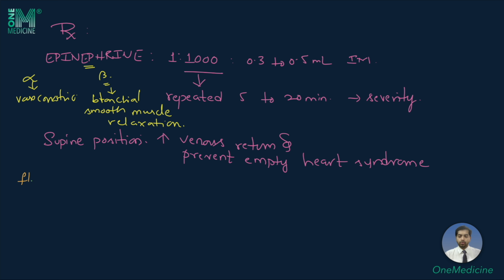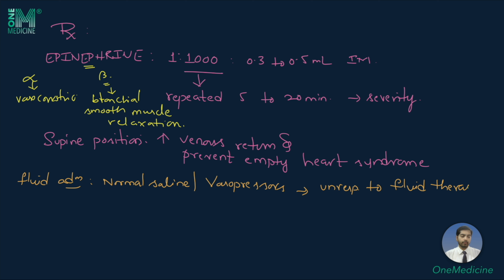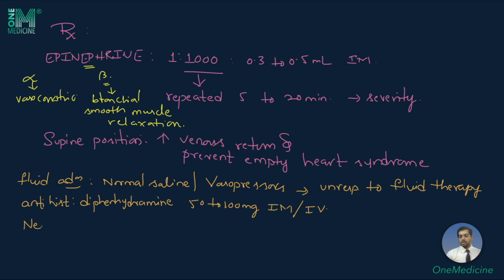Supportive therapies include fluid administration, and choice of agent is normal saline, and patients can be given vasopressors if the patient is unresponsive to fluid therapy. Antihistamines such as diphenhydramine in the dosing of 50 to 100 milligrams can be given intramuscularly or intravenously. Patients can also be given nebulized bronchodilators.